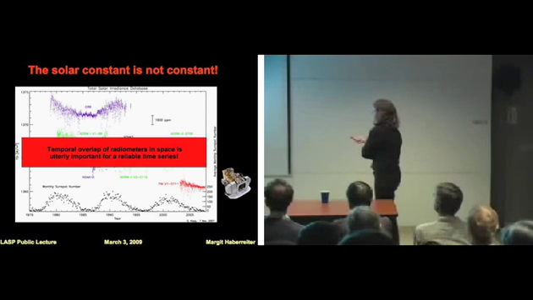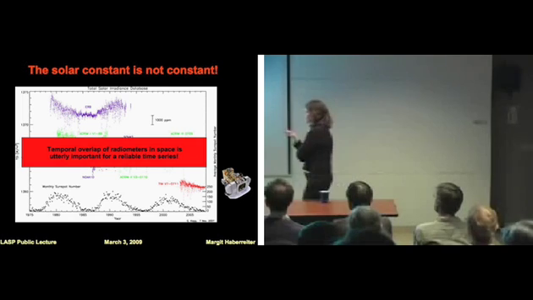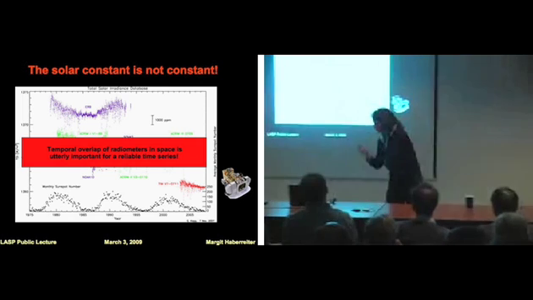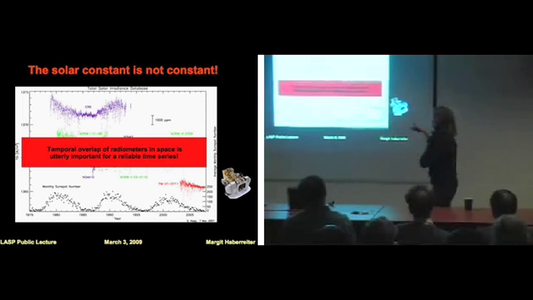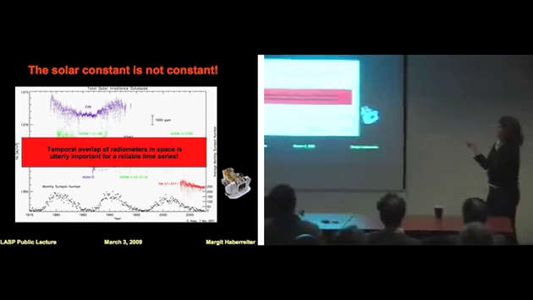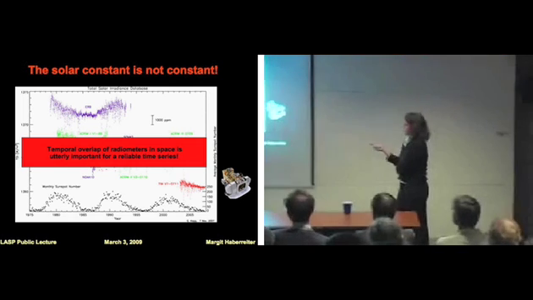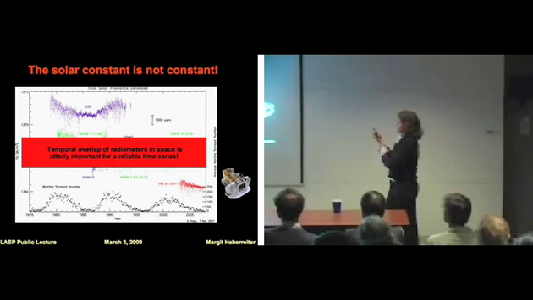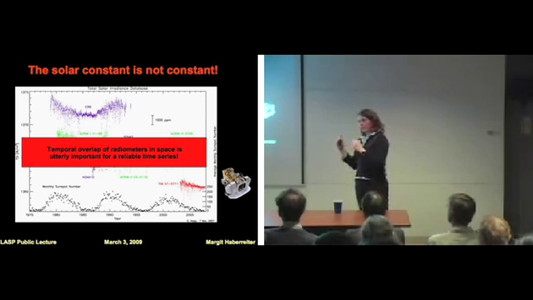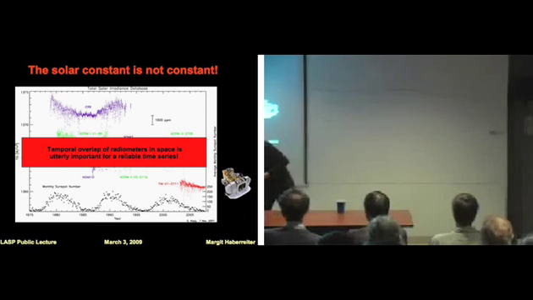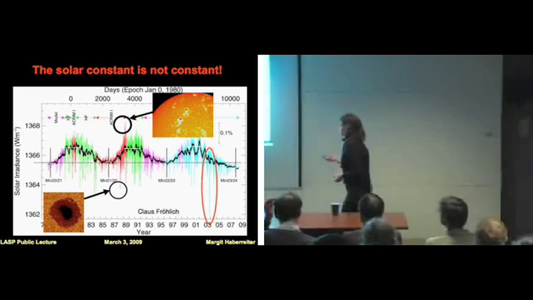And I show this plot because I want to convince you that it is utterly important to have ongoing space observation, because only if we are able to combine all these measurements into one time series will we have an ongoing, continuous record of the TSI. And so this is now shown in the next plot.